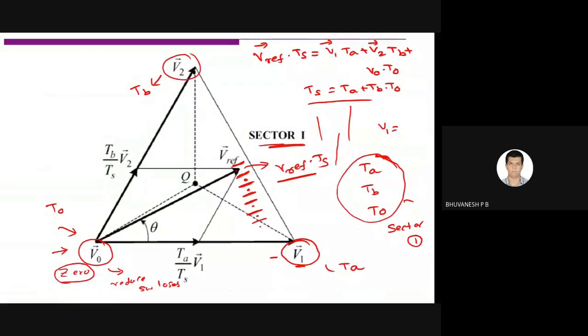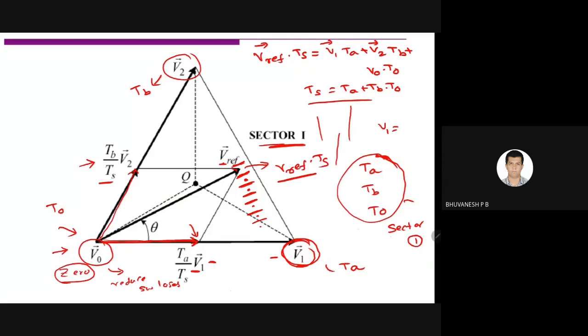Clear? So why is it like this? This is V reference, right? What is its magnitude? This V reference is the resultant of these two vectors, right? So this is 1 and this is 2, and this is V1. What is its value? This vector is simply V reference cos theta. It is TA by TS into V1, right? Similarly, this is TB by TS into V2.